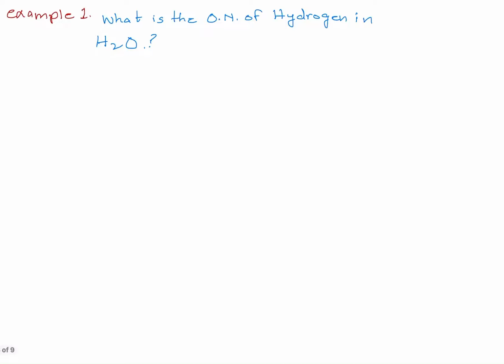Now the first example is, what is the oxidation number of hydrogen in water? Now the first thing that we do is let's assign oxygen the oxidation number minus 2. If you look at rule 9, you'll see oxygen has been assigned minus 2. Here we have to find out the oxidation number of hydrogen, so we can put it as X. Now let's calculate it and solve it.